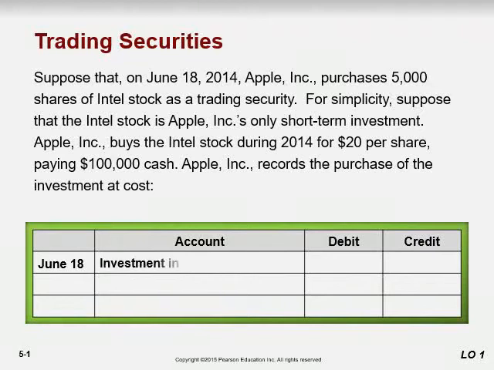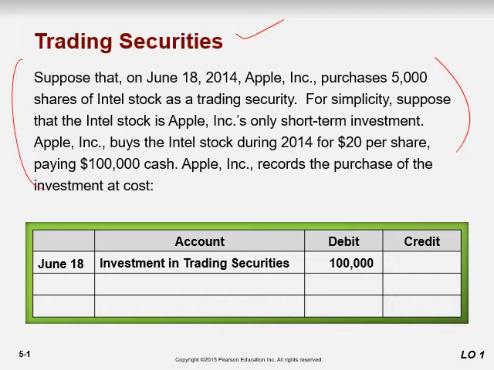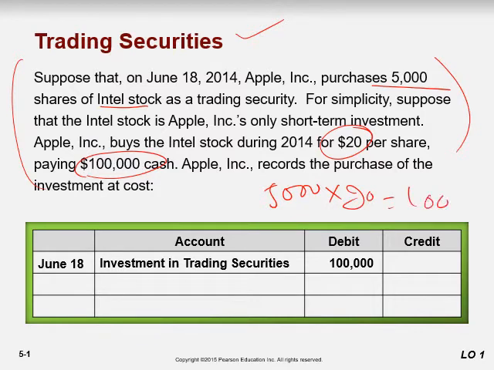Talk about number one category, which is trading securities. So we have the example here. I just want you to pause the video and then we solve it together. Apple Corporation is purchasing 5,000 stocks of Intel Corporation at the price of 20. If this amount is not given, you can also find out how, because they are purchasing 5,000 shares and each share costs 20. So the answer is 100,000, right?